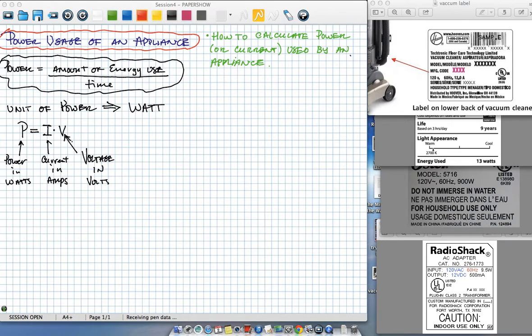Okay, so that takes care of the background that you need to calculate the power, or if you have the power, we can calculate the current. On the right side of the screen, I have 4 different manufacturer labels from different appliances. The first label is for a vacuum cleaner. So let's title this vacuum cleaner.